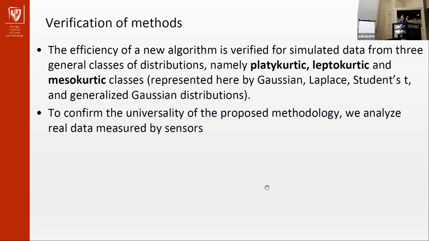This timeline shows our research. The first step was to make a simulation for the algorithms named from the literature. Based on this, we drew some conclusions that we used to create our new method. Then we made the simulation again with our method and compared it with the results from the algorithms from the literature. At the end, we confirmed the universality of the methodology when we analyzed real data measured by sensors.